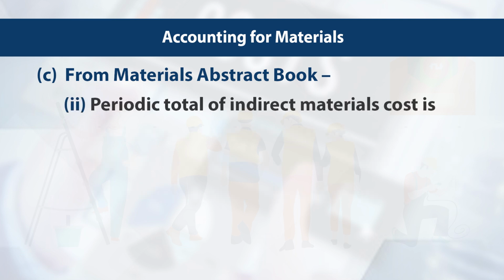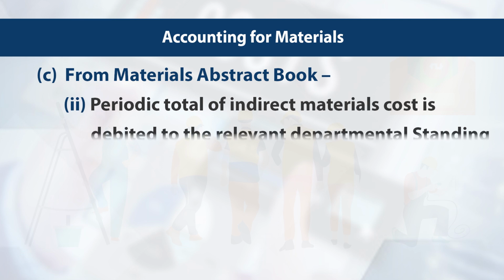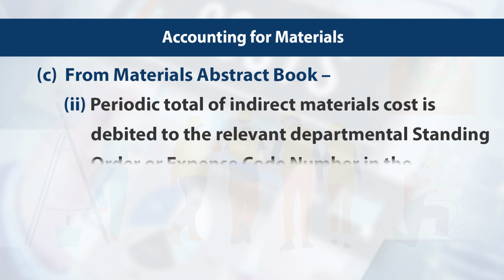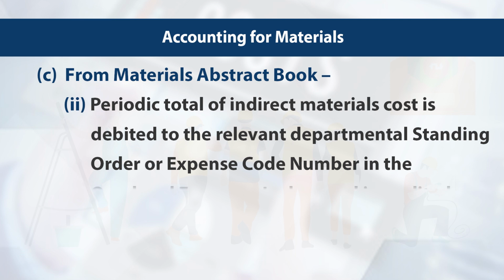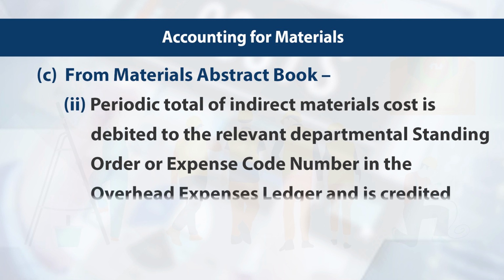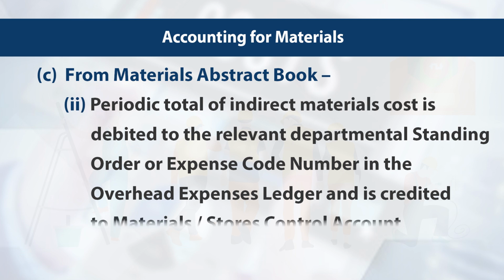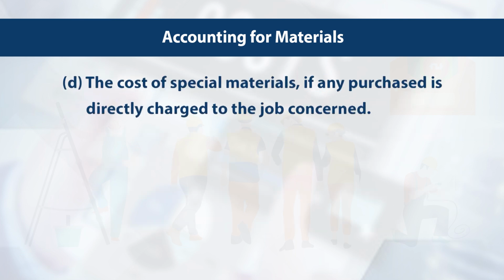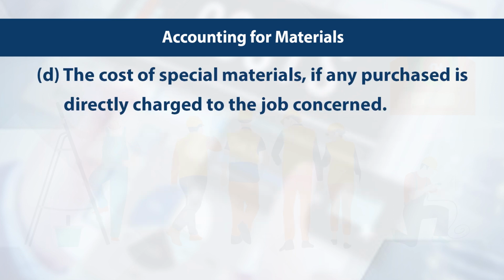Second, periodical total of indirect materials cost is debited to the relevant departmental standing order or expense code number in the overhead expense ledger, that is, indirect material and labor can be used at factory or administrative or selling overhead level, and is credited to materials or stores control account. Next, the cost of special materials, if any, purchased is directly charged to the job concerned.